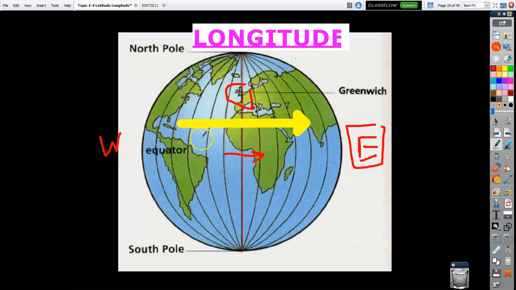But yeah, we spin west to east. So east sees the sun before west sees the sun. I always say east is later in the day, right? So east is later in the day, west is earlier in the day. California is always 3 hours earlier.